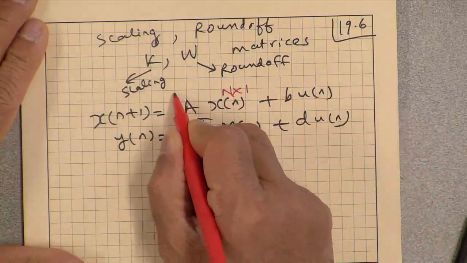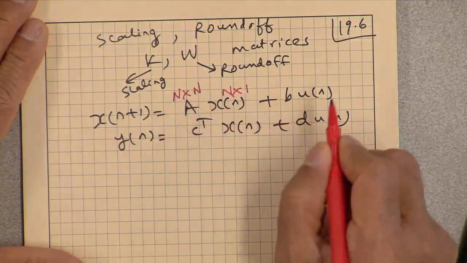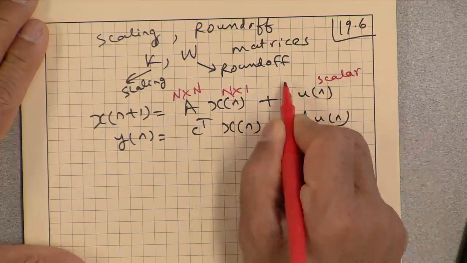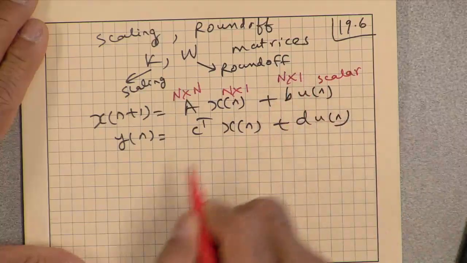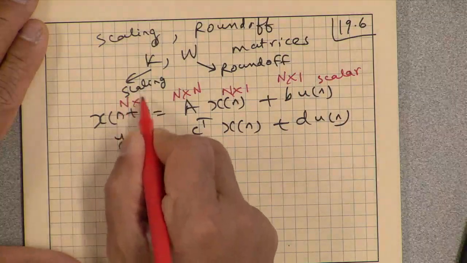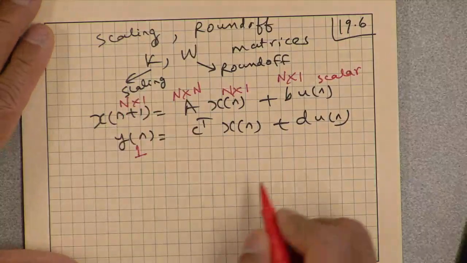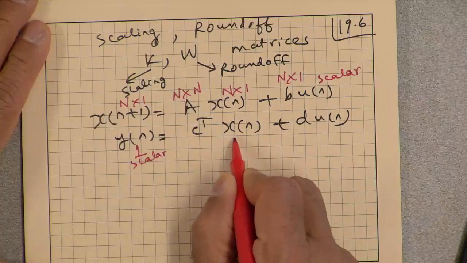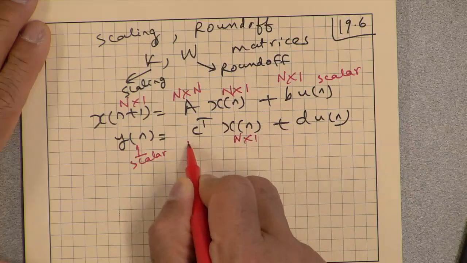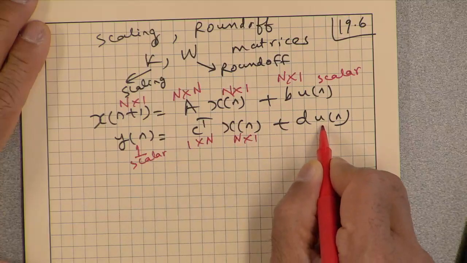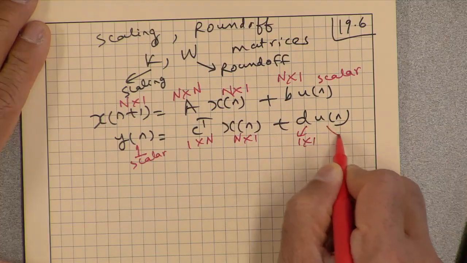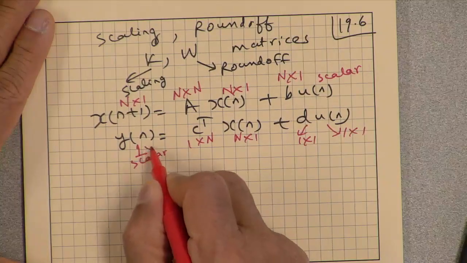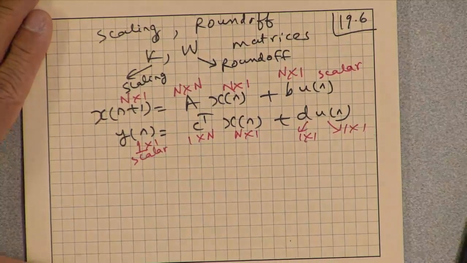A is the state transition matrix, n by n. u is a scalar input, and B is another column vector, n by 1. D is just a 1 by 1 scalar. And if B is n by 1, C transpose is a row vector, 1 by n. And both of these are scalars, 1 by 1. Well, 1 or 1 by 1 doesn't really matter.